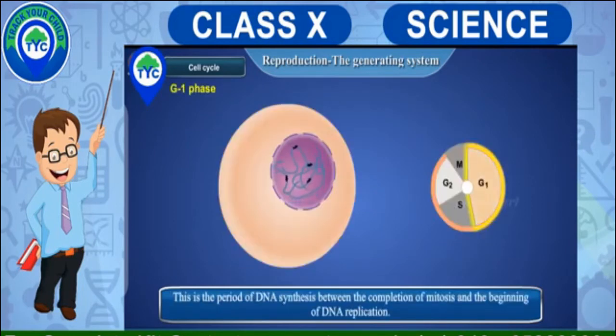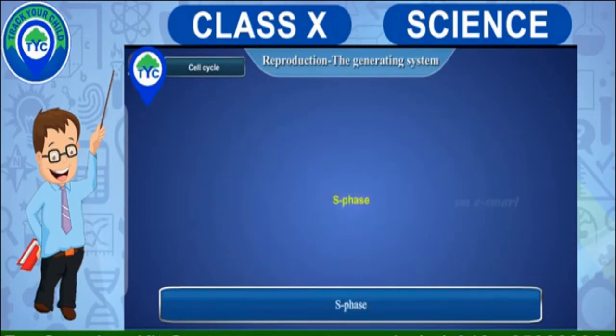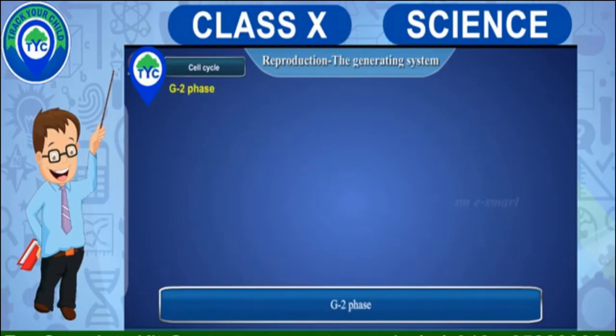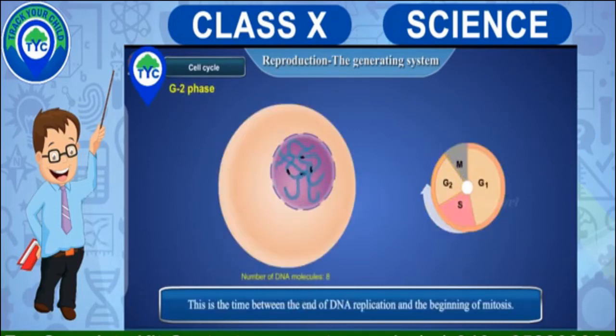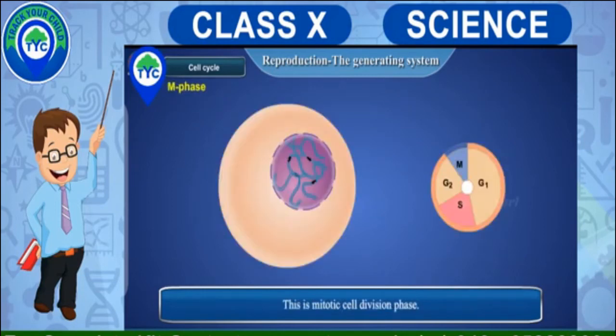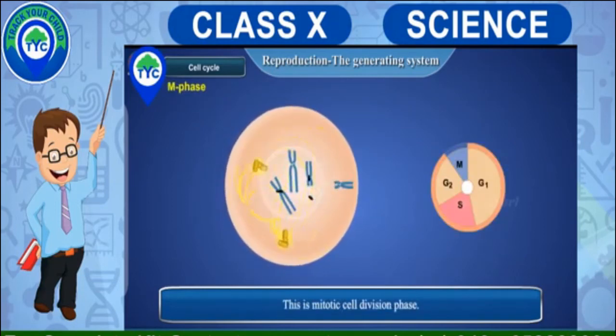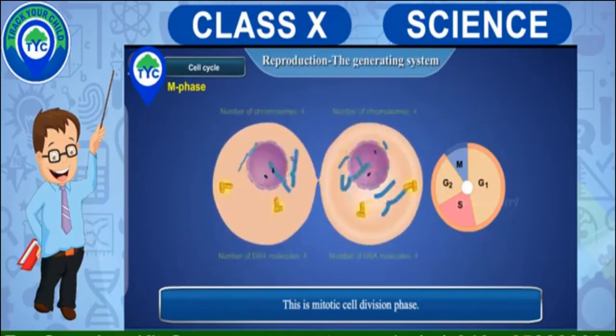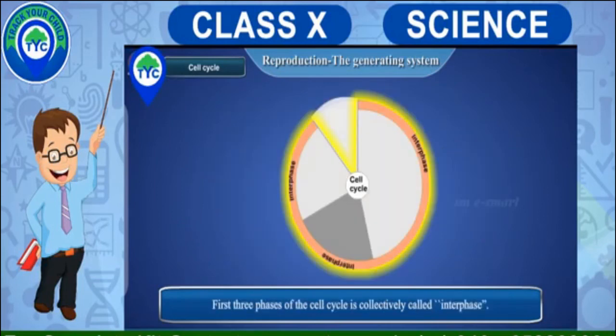G1 phase. This is a period of growth between the completion of mitosis and the beginning of DNA replication. S phase. This is a period of DNA synthesis. G2 phase. This is the time between the end of DNA replication and the beginning of mitosis. M phase. This is the mitotic cell division phase. The first 3 phases of the cell cycle are collectively called interphase.